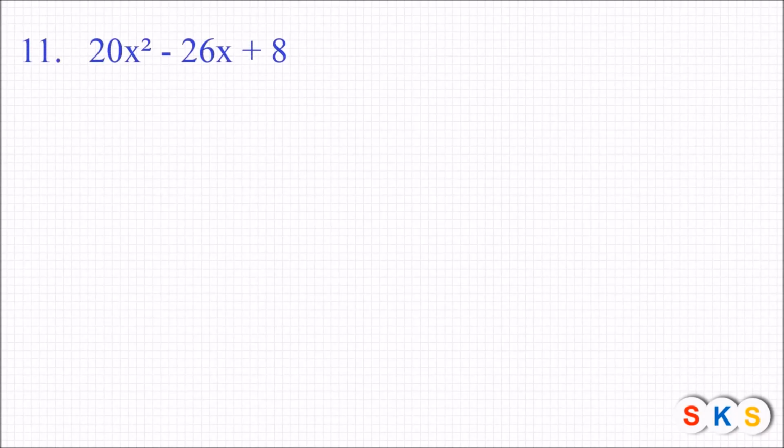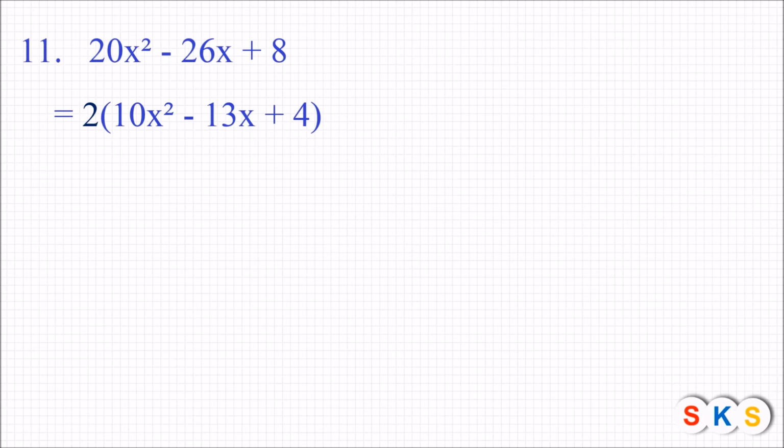Here we have question number 11. Now here we will take common in all three terms. So what is common in all three terms? 2. You can see all the numbers, that is 20, 26 and 8 are divisible by 2. So the common is 2. If I take 2 as a common, in a bracket you will get 10x square minus 13x plus 4.